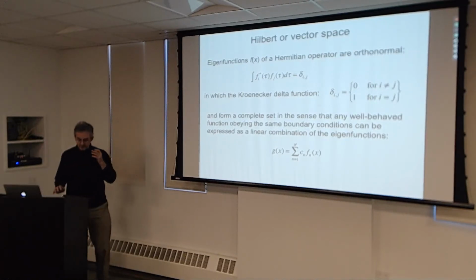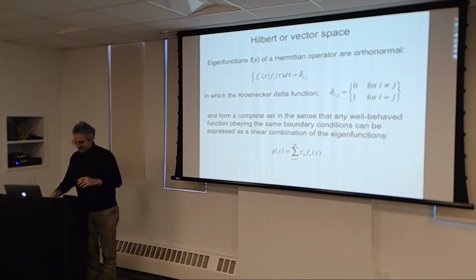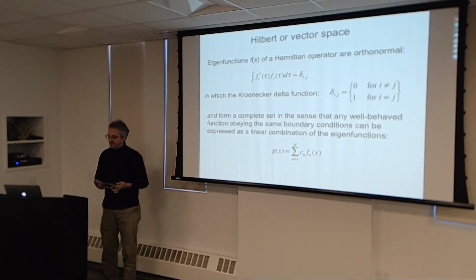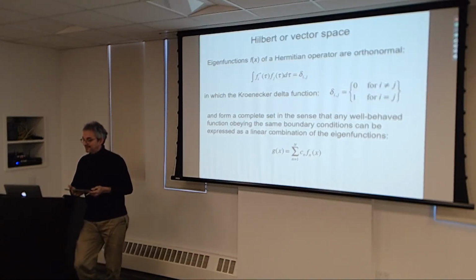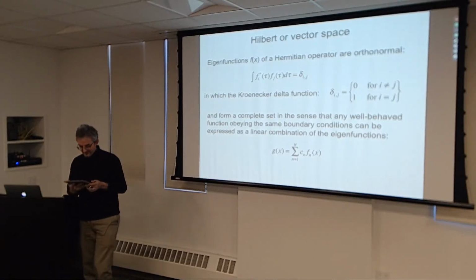So this is where I left off yesterday, because I didn't want to get started on this. We left off by just telling you that there were particular operators that were called Hermitian, and they would have the special property that their eigenvalues would be real.